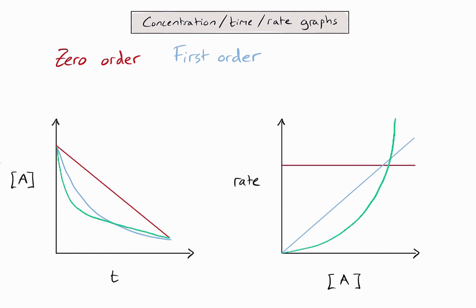And this is because the rate of reaction is proportional to the concentration squared, which is why we see that steeply increasing line. I would recommend, if you get this kind of question in an exam, that you try and think your way through them instead of memorizing them.